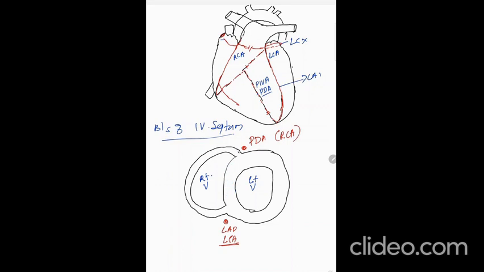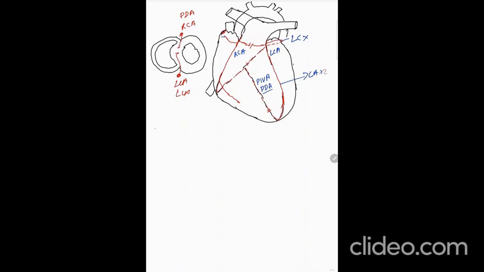Now the anterior 2/3 of the interventricular septum is supplied by the left coronary artery, whereas the posterior 1/3 is supplied by the right coronary artery. This is the left coronary artery and here is the right coronary artery. So remember this supply of the interventricular septum.